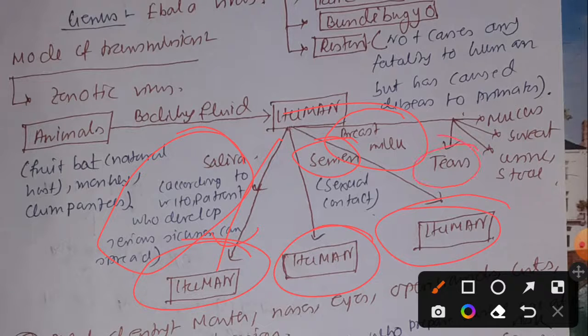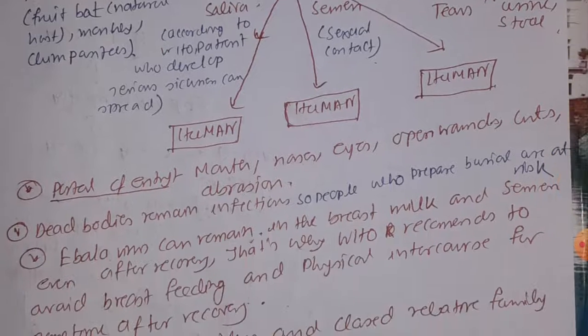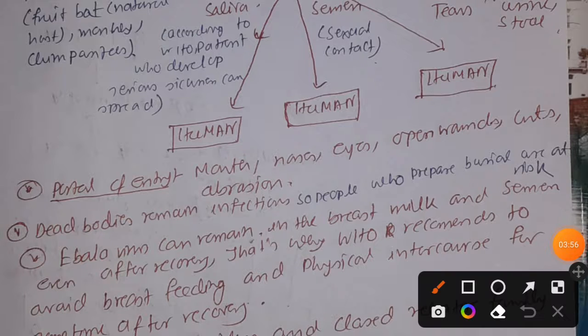Along with that, tears, stool, urine, sweat, mucus. That means you can say that any kind of bodily secretion of an Ebola infected person could be dangerous, right? It can transmit Ebola to another healthy person. So portals of entry are mouth, abrasions, open wounds, cuts, nose, eye.